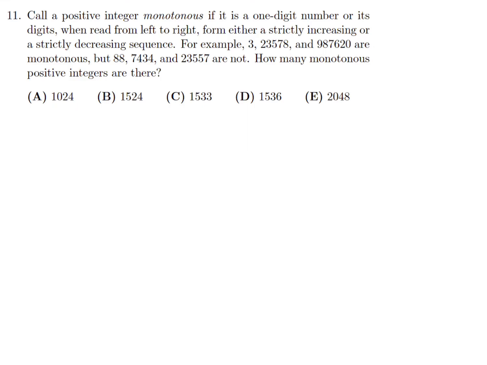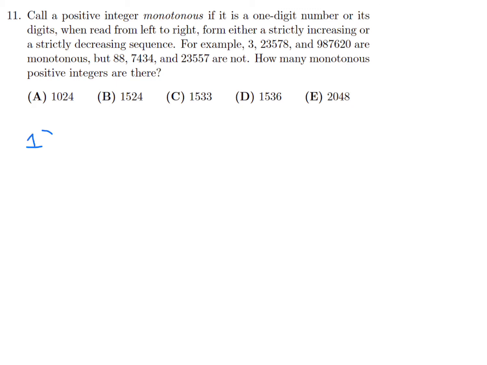Call a positive integer monotonous if it is a one-digit number, or its digits, when read from left to right, form either a strictly increasing or strictly decreasing sequence. For example, 3, 23578, and 987620 are monotonous, but 88, 7343, and 23557 are not. How many monotonous positive integers are there?